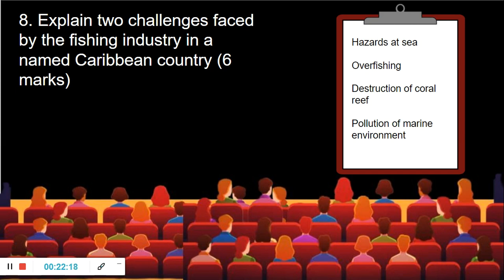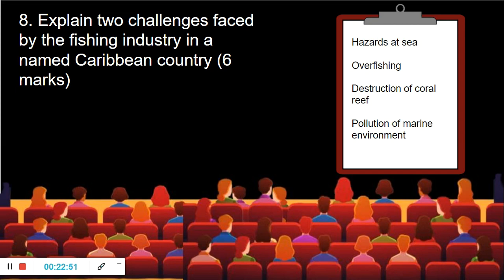So we could choose Belize, for example, and we could talk about challenges such as hazards that are associated with the sea. So, for example, sharks could attack fishermen. Then we have storm surges and other hazards associated with the sea that can cause fishermen to die or put them at a lot of risk.